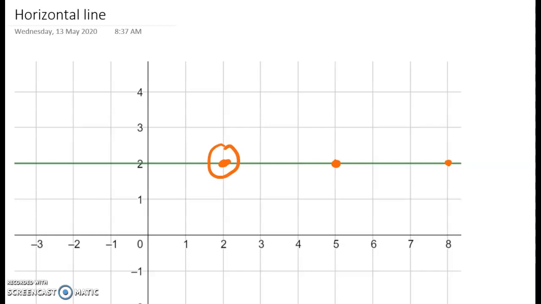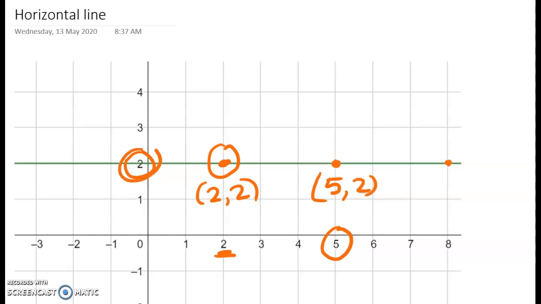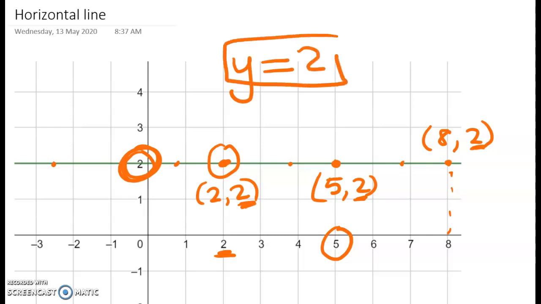So for this point, the x coordinate is 2 and the y coordinate is also 2. For this point here, the x coordinate is 5 and the y coordinate is 2. This point here has an x coordinate of 8 and a y coordinate of 2. So look what's going on. Every y coordinate must be equal to 2. So the equation of this line is simply y equals 2.